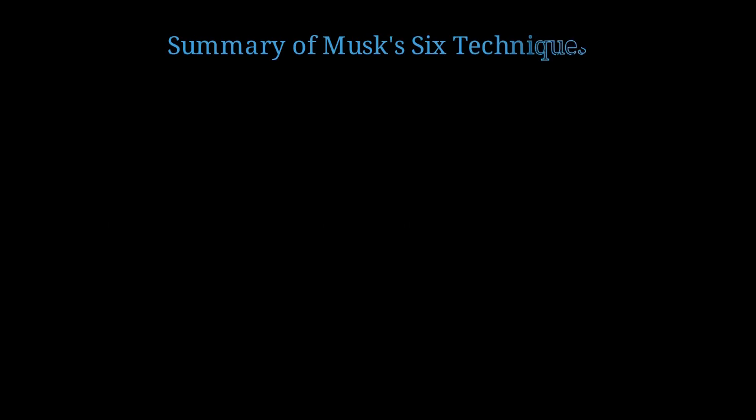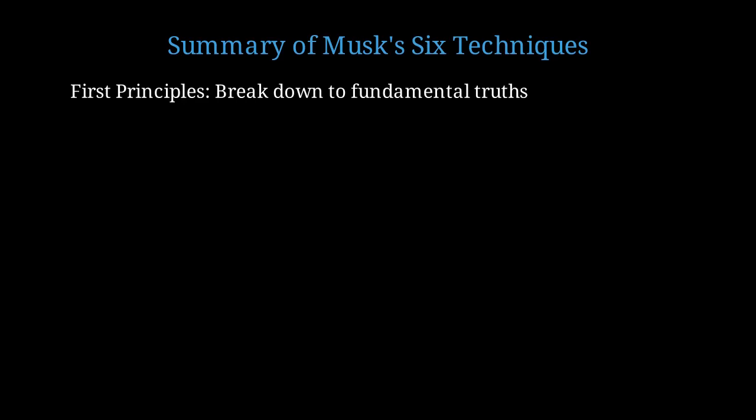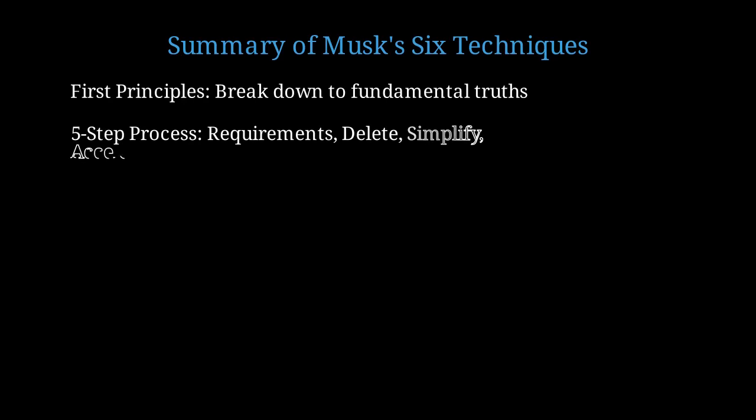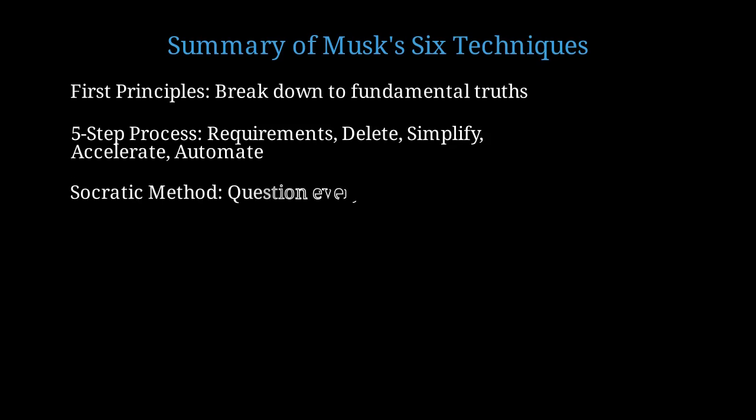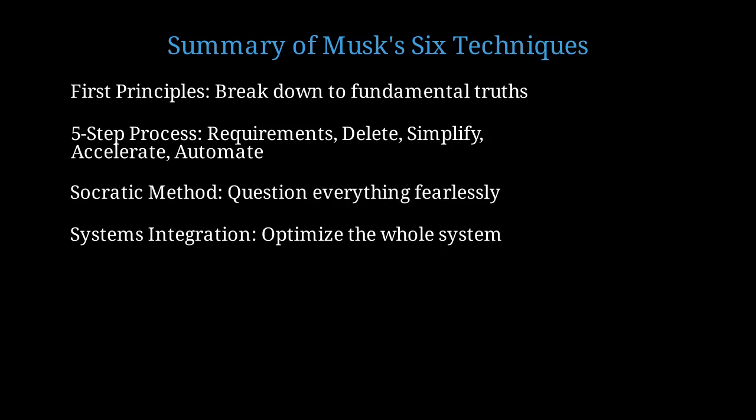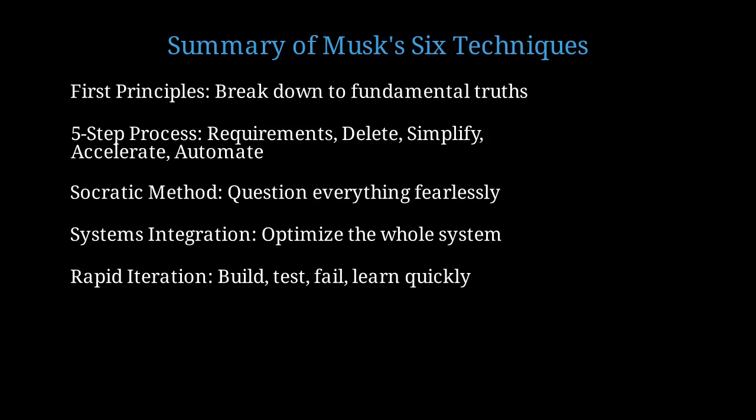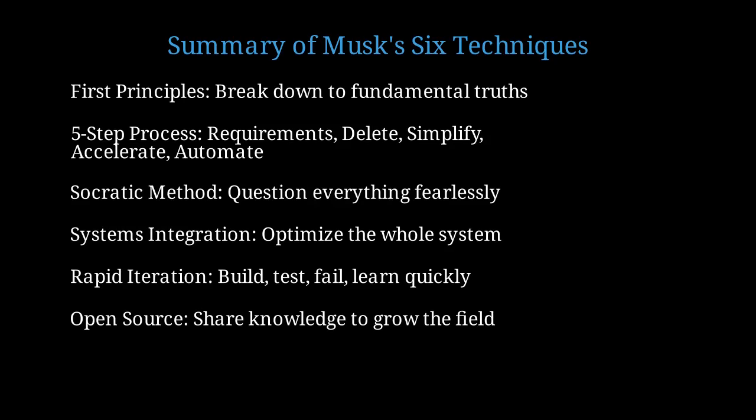Let me give you a final summary of all 6 techniques. First principles thinking breaks problems down to fundamental truths and reasons up from there. The 5-step process: question requirements, delete parts, simplify, accelerate, then automate, in that order. The Socratic method and fearless inquiry means questioning everything, especially accepted wisdom. Systems integration optimizes entire systems rather than individual components. Rapid iteration means building, testing, failing, and learning as quickly as possible. Open source philosophy shares knowledge to grow the entire field and attract the best talent.